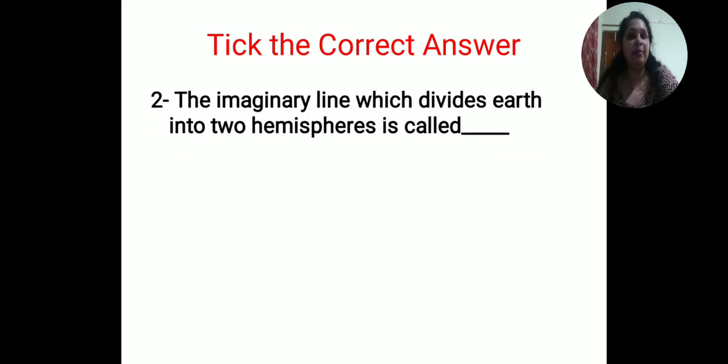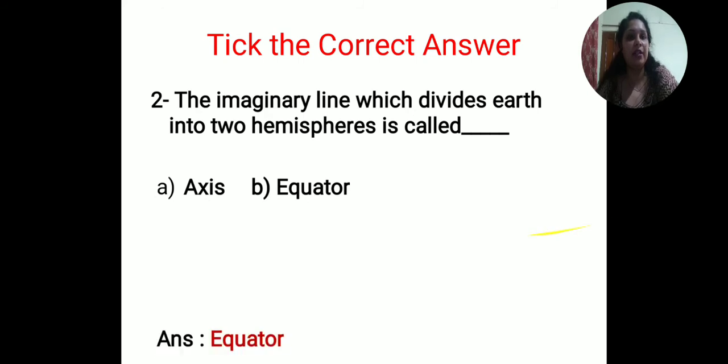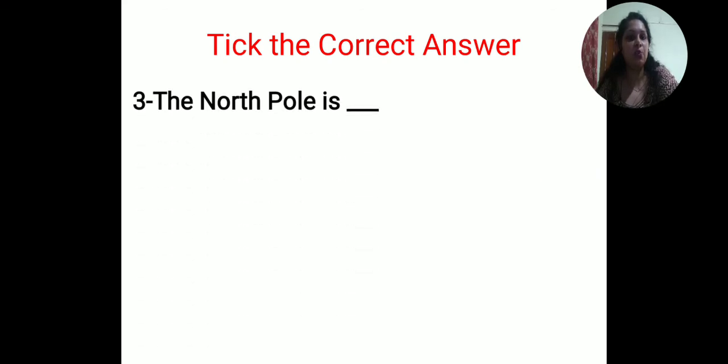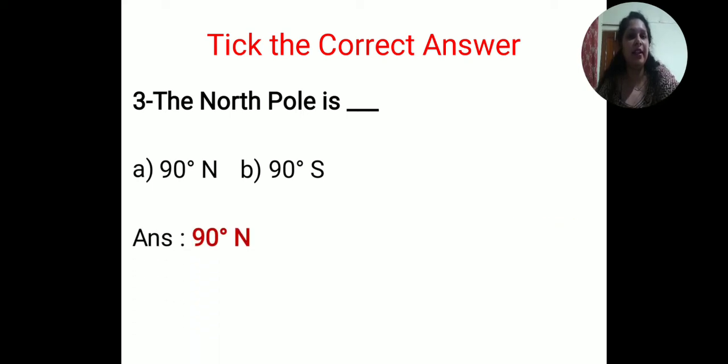Now the second: the imaginary line which divides the earth into two hemispheres is called what? Axis or equator? The answer is equator, students. The imaginary line which divides the earth into two hemispheres is called the equator. Now the third: the North Pole is 90° north or 90° south? The answer is 90° north, because we are talking about the North Pole. The North Pole is 90° north and the South Pole is 90° south.